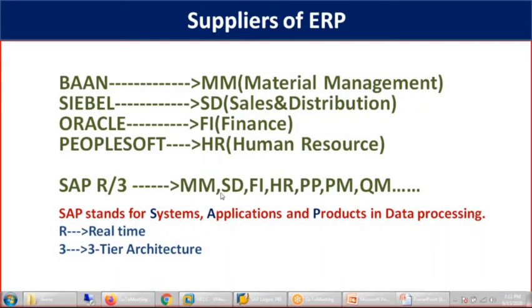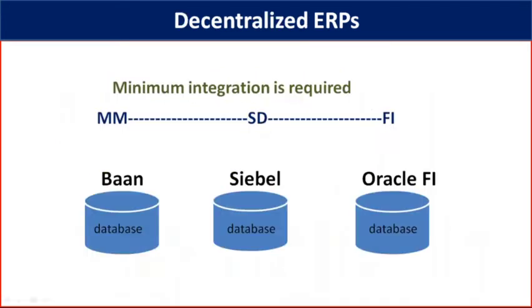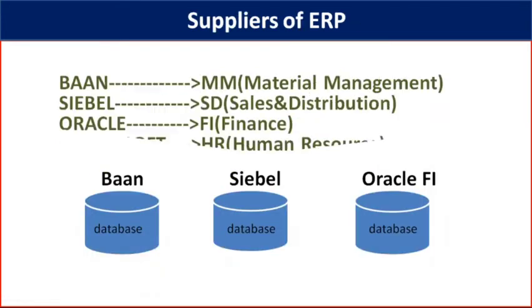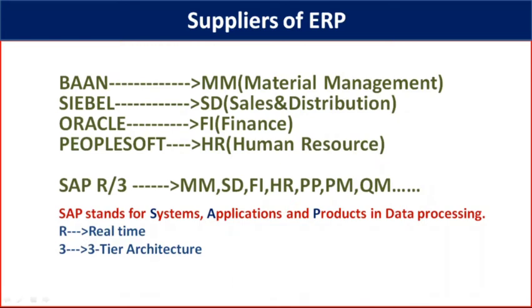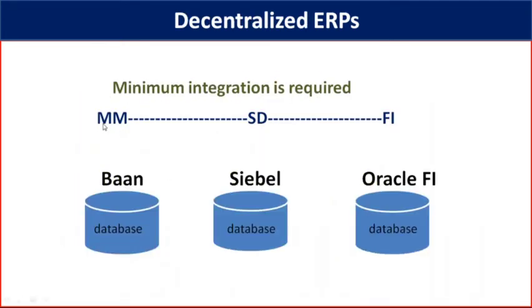SAP has module to module integration. Second point: when you're using decentralized ERPs, as I told you here, the MM, SD, FI modules are definitely required. So here I'm using Baan for MM, Siebel for SD, Oracle Finance for finance. These different ERPs, just for understanding, I'm telling you. If I use 3 different ERPs, first point is they are very costly, and every ERP will have its own database. Getting the data from 3-4 different databases is always difficult. Integrating them is very difficult.